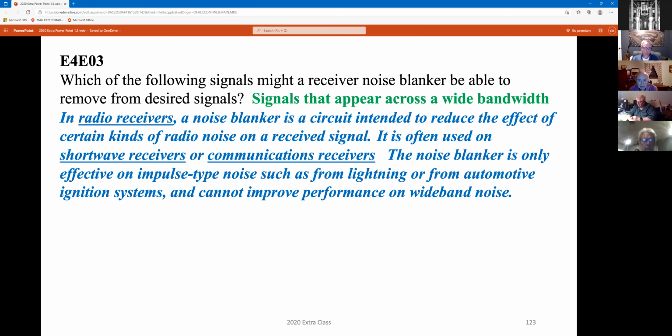Yeah, that is a little confusing, because it can improve the performance on wideband noise, but it can help remove some of those signals that are coming in. Okay. Yeah, I agree. That is fairly confusing. Discrete signals, not continuous signals. Correct. Yes. Yeah. Okay.